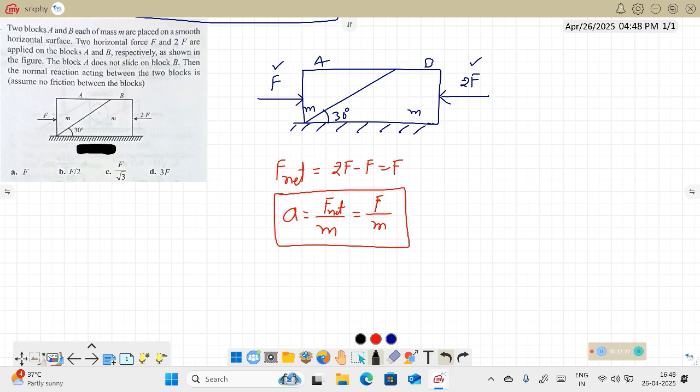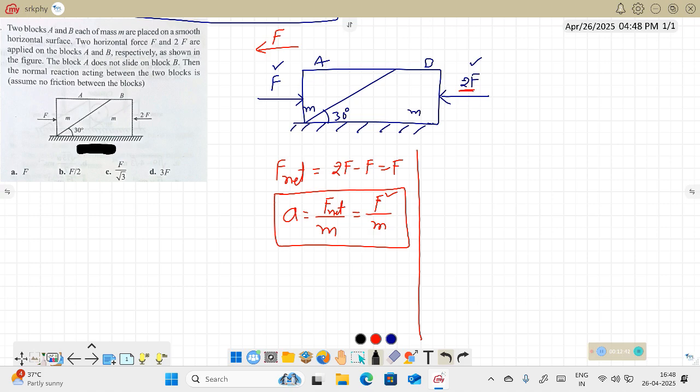They are asking to calculate the normal reaction, so the acceleration you can find using this. In this case, in what direction is the net force going to act? Which is more? 2F is more than F. So the net force always acts towards the left side. This is the net force value, that is F, because 2F minus F.